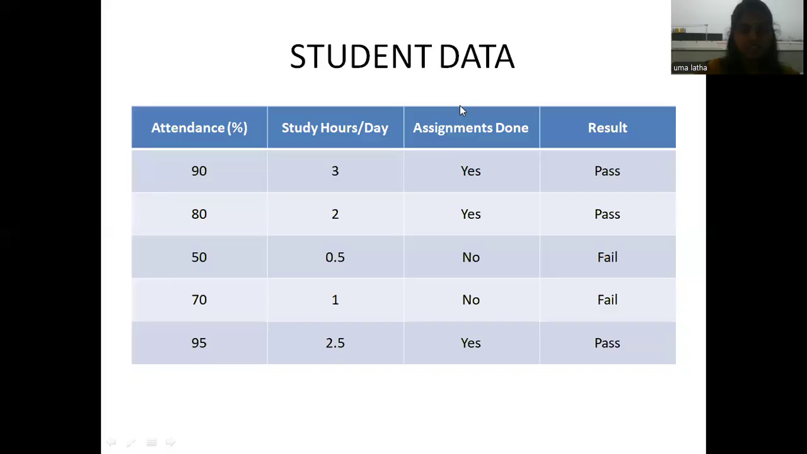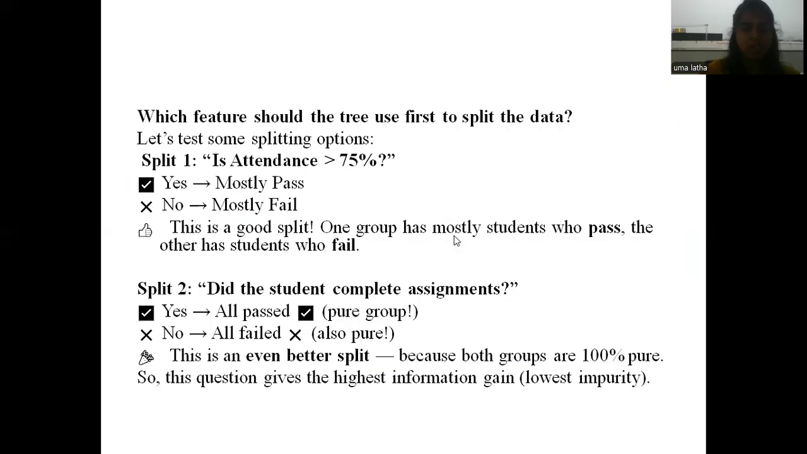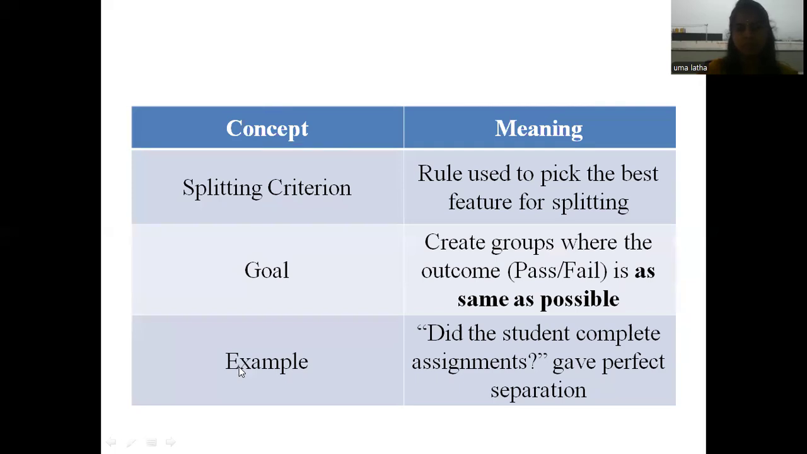Second split. Did the student complete the assignment? Yes: all passed, a pure group. No: all failed, also pure. This is an even better split because both groups are 100% pure. So this question gives the highest information gain, that is, the lowest impurity. The concept of splitting criteria means the rule used to pick the best feature for splitting. The goal is to create groups where the outcome is as similar as possible. Example, did the student complete assignments gives perfect separation.